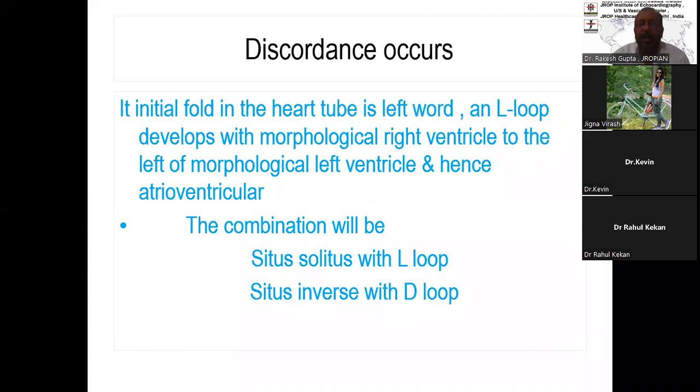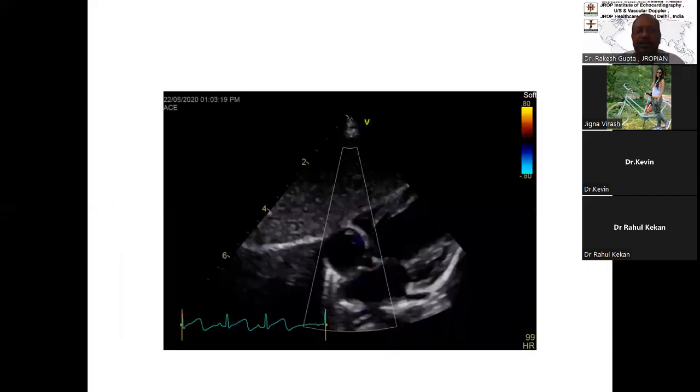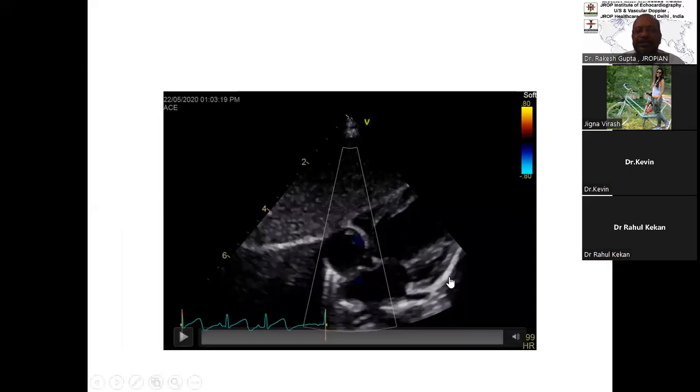If the initial fold of the heart tube is to the left, what I was saying is, if my tube folds to the left, I said right. So the tube folds to the right and comes to occupy the left side of my chest. If the tube folds to the left and comes to occupy the left side of the chest, that is known as situs solitus with L-loop. So what happens in L-loop? This LV would be directed in this direction. So at your level, situs solitus with D-loop, this is how the tube looks.